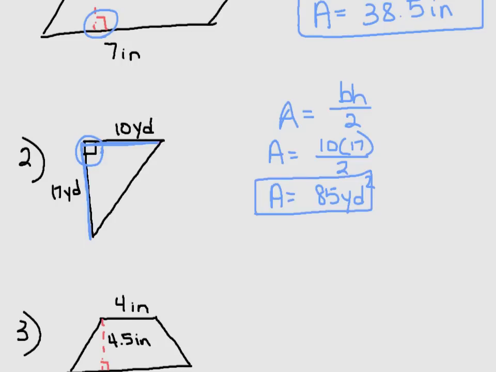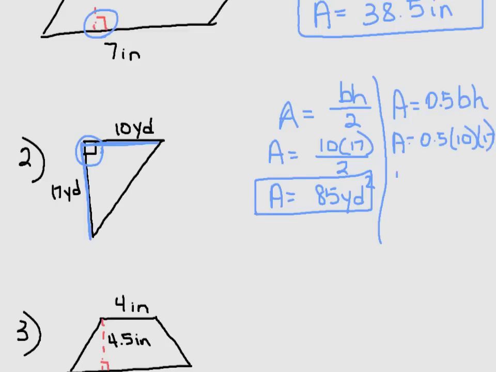Okay, let me just quickly use the other formula to show you that they're really the same. The other formula I gave you is area equals 0.5 times base times height. Let's try that. 0.5 times 10 times 17. When you multiply that, you'll also have 85 yards squared. So no matter which form of the formula you use, you will have the same exact answer. Okay?